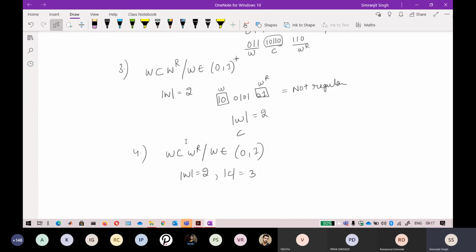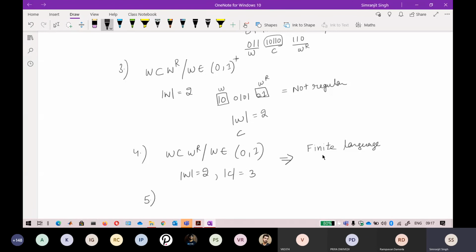Okay, Vineet. So WWR is also a great question. I will get back to it, but tell me this one again, because we are fixing the length of W as well as fixing the length of C to 3. So now it is becoming a finite language. Okay, so now this is a regular language.